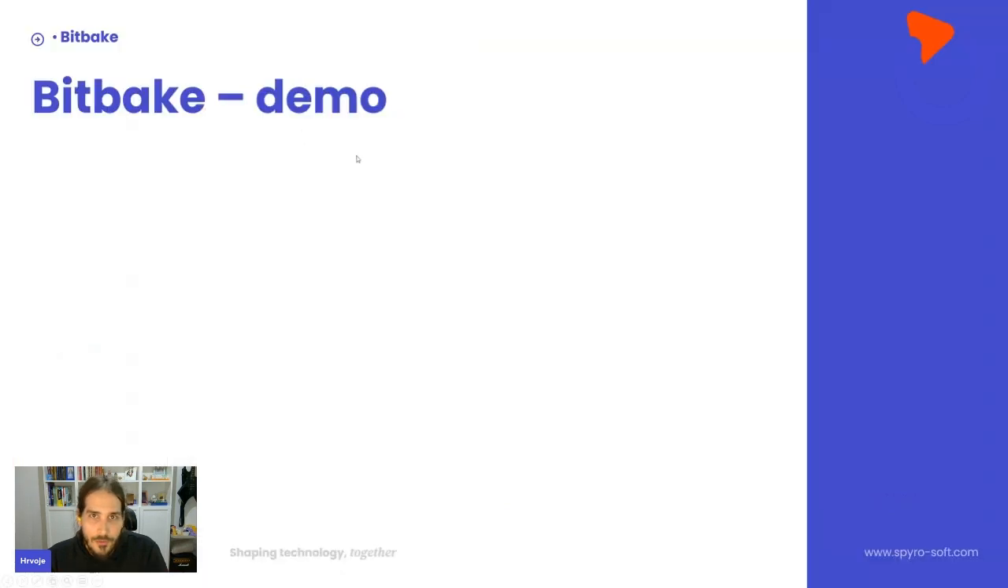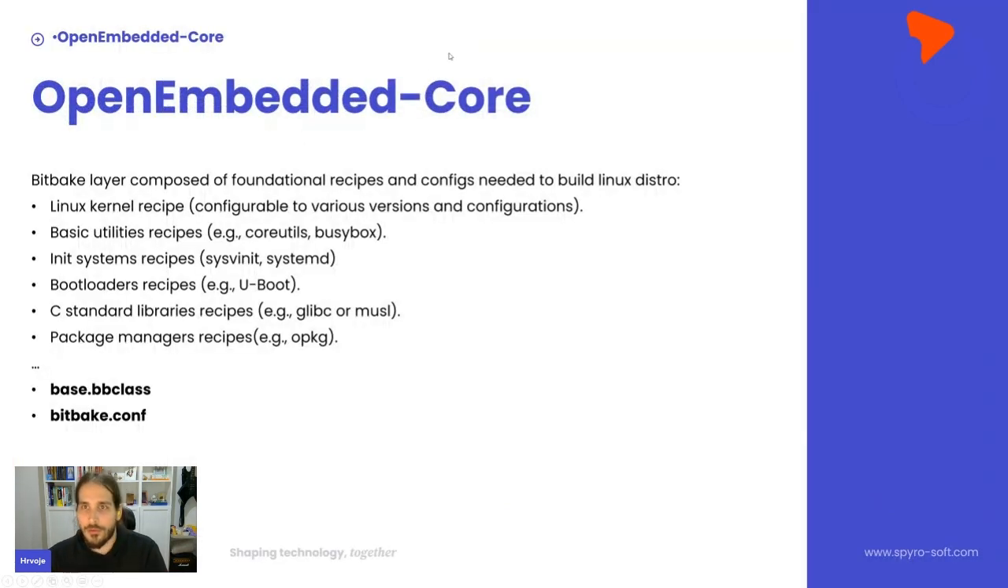Okay, then let's continue to the OpenEmbedded Core. What is OpenEmbedded Core? It's actually a BitBake meta layer that provides us with foundational recipes and configuration that we need to build our Linux distribution. For example, it contains Linux kernel recipe that, of course, can be configured with different variables, and it can also be appended, as I showed you just now.